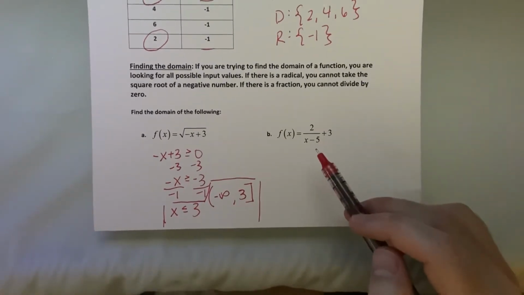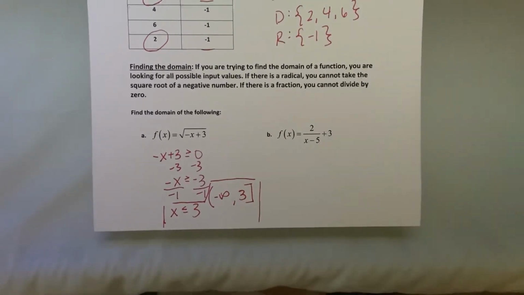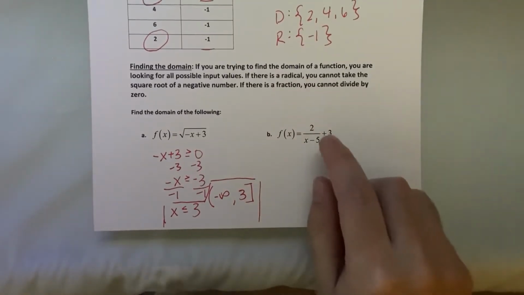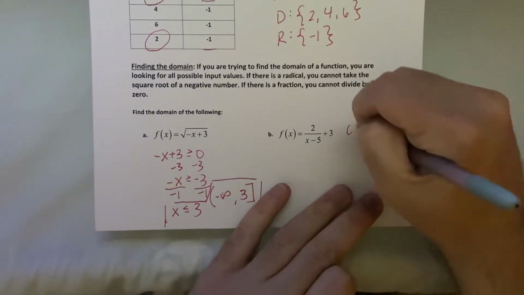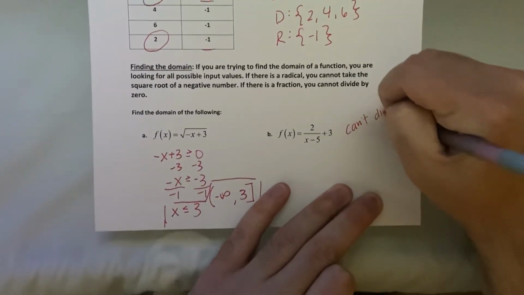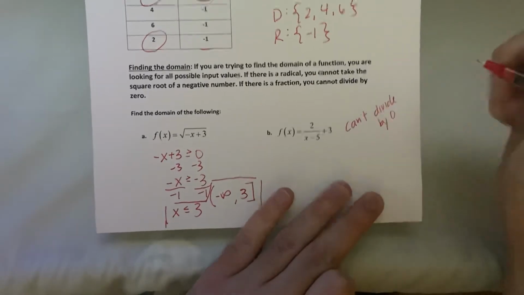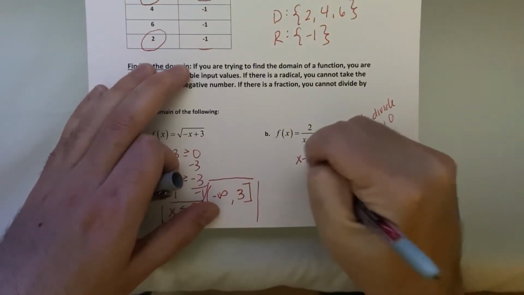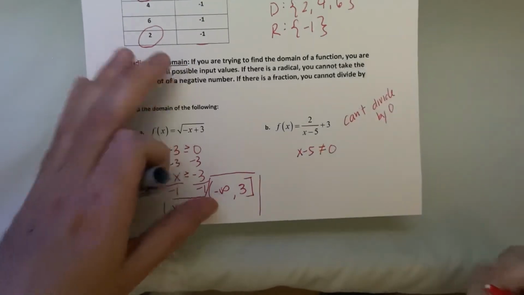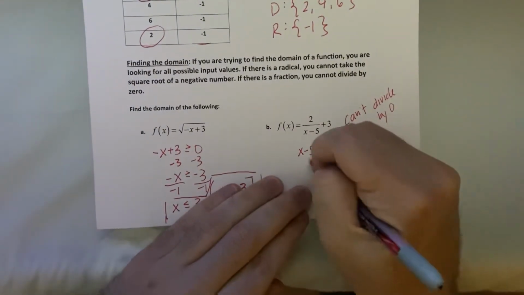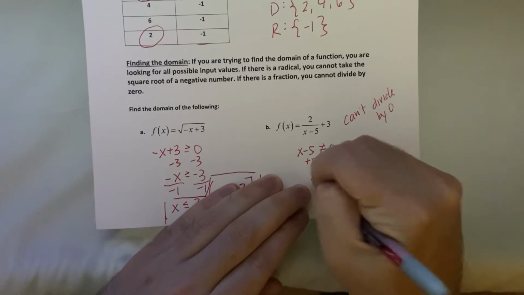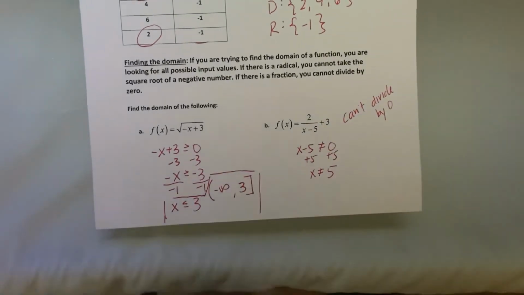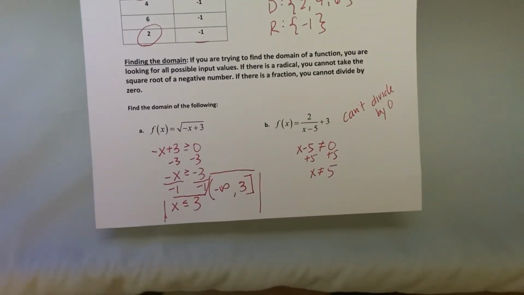Now, what about f of x equals 2 over x minus 5 plus 3? There should be no problems here for our domain, except we cannot divide by 0. Which means x minus 5 can't be 0. And if we add 5 to the other side, it means x can't be 5. So x could be any number except 5. Which means it can go all the way down to negative infinity, all the way up to positive infinity. It just needs to jump 5.